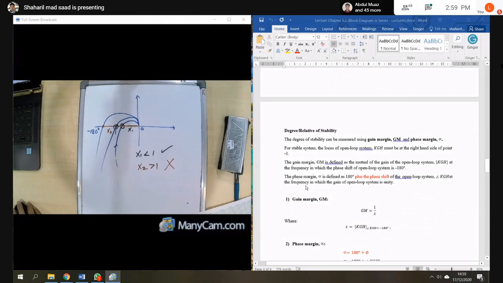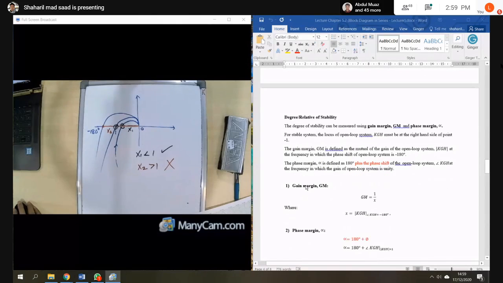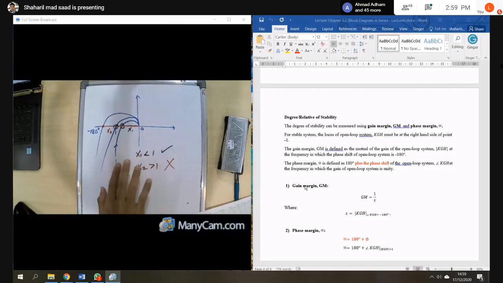From that, we can also know the degree of stability, or relative stability. The degree of stability can be measured by using the gain margin and the phase margin. For a stable system, the locus of the open loop system KGH must be at the right hand side of point -1. So x1 will be stable.